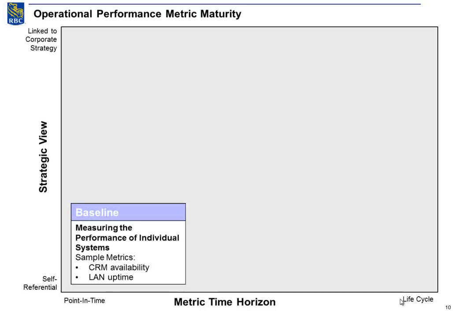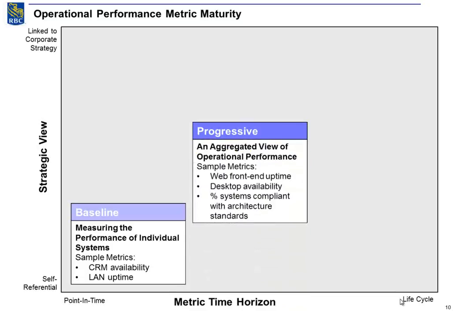Down in the left-hand corner, we identified measures that we call baseline. These are things in the operations area where we're measuring the performance of individual systems, things like uptime and availability. Many of the current RBC metrics may fit into this category. Slightly more strategic and slightly farther in time are aggregated views of operational performance. We're looking more at desktop availability, percentage of systems compliant with architecture and standards, and so forth.